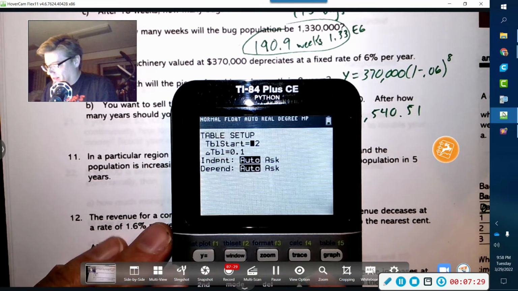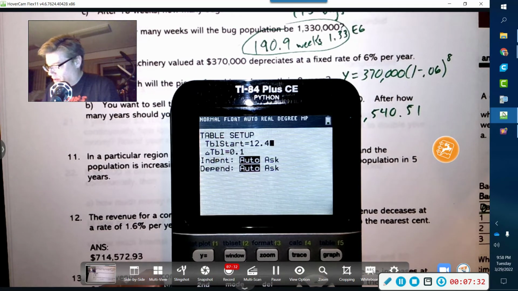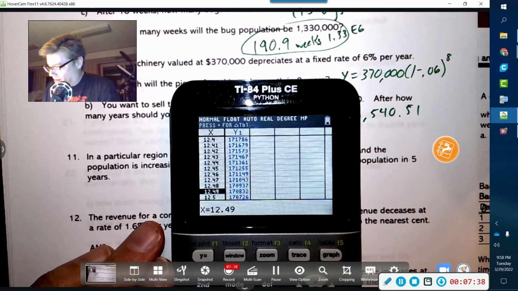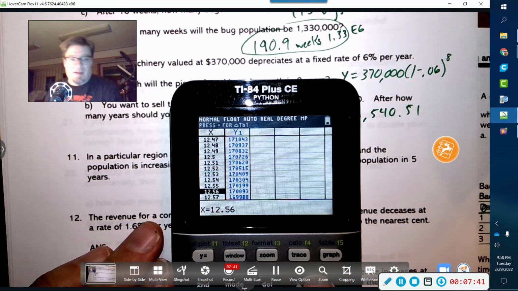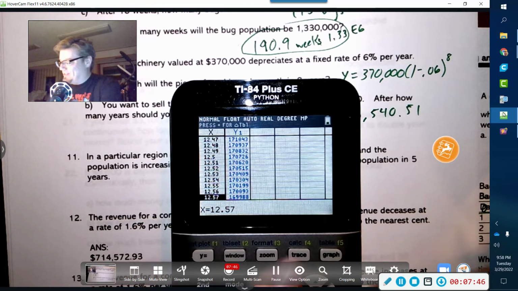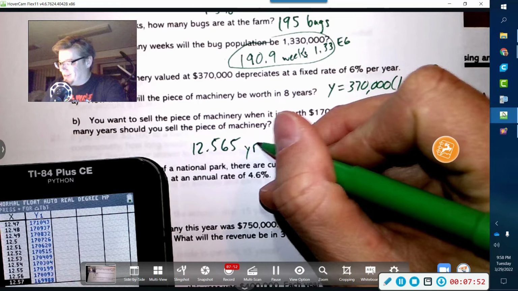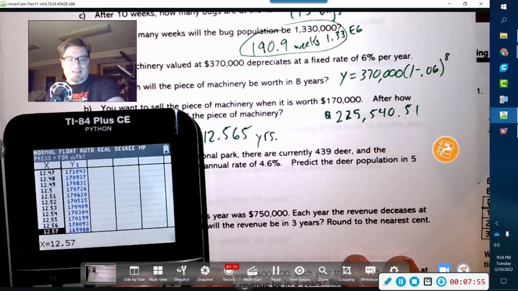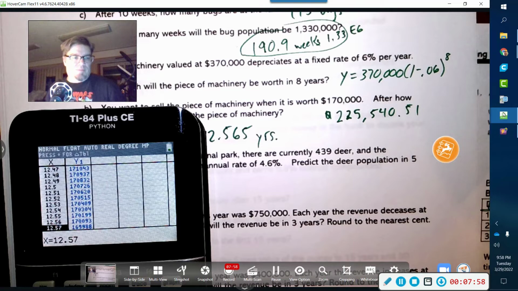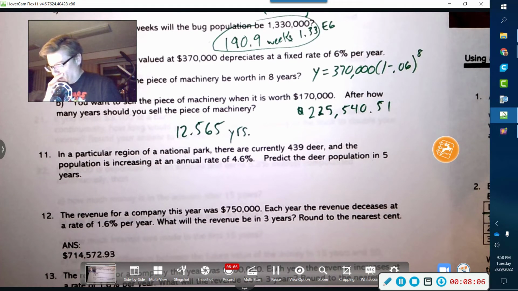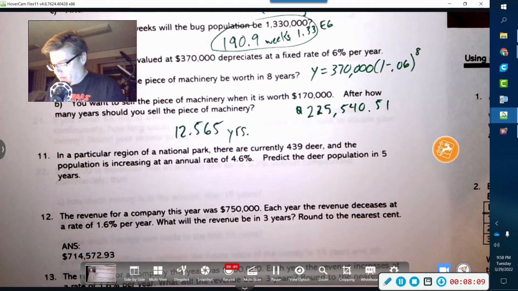So, man, I'm going to get exact just because I'm in that mood, you know. 12.4, and I'm going to go up by hundreds now. I can't help it. Right there. 170. Right there. 12.56. 12.565. We'll take the average. So, you want to sell it in 12.565 years. That's when you'll get that. Okay, so it's in between these two values. Okay, where are we at? 8-minute mark. Let's do one more. Oh, I put the answer on number 12. Well, there you go.